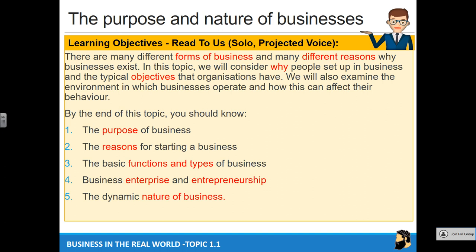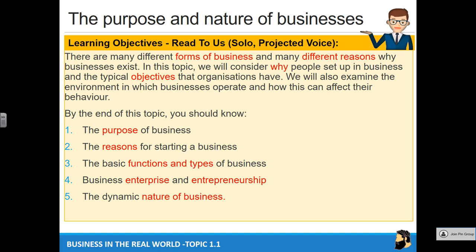This particular topic is going to last about 4 or 5 lessons. And it's all about why companies exist in the first place. What makes them want to be a business? And it's all down to the people, and there's many reasons for that. So there are many different forms of businesses and many different reasons why businesses exist. In this topic, we're going to consider why people set up in business and the typical objectives that organizations have. We will also examine the environment in which businesses operate and how this can affect their behavior.